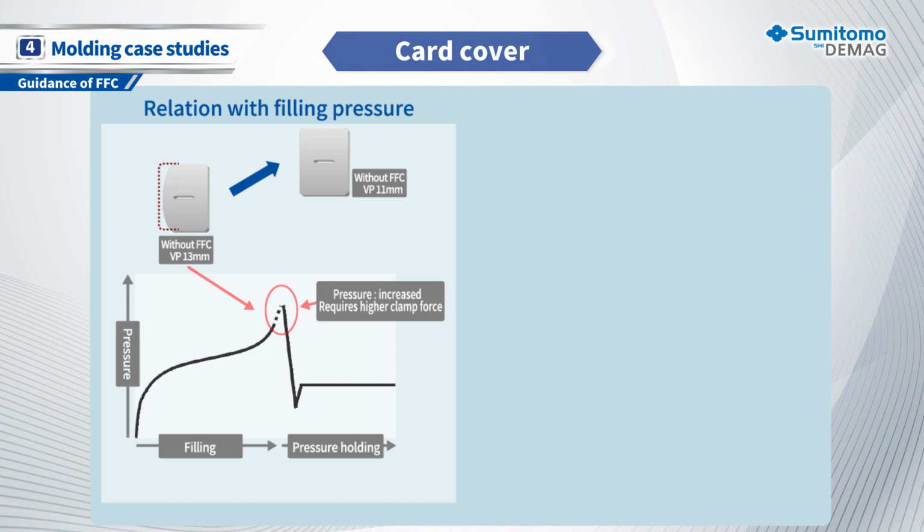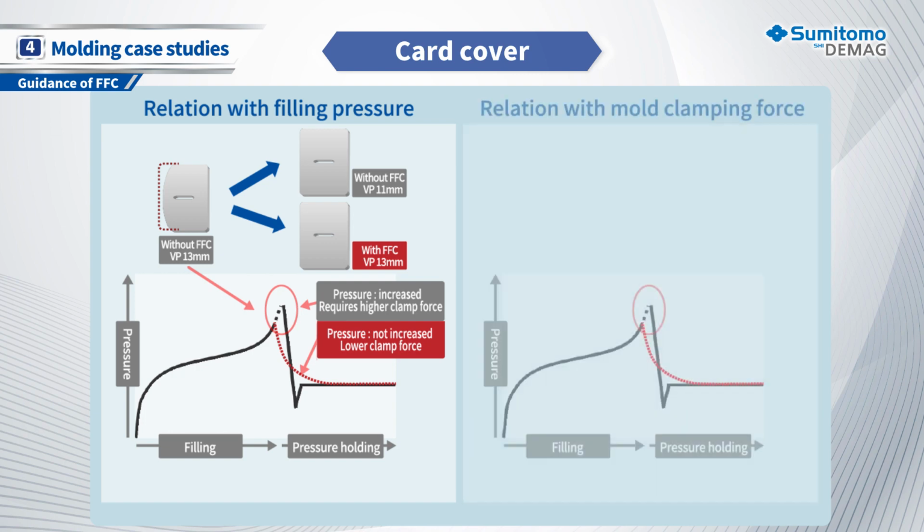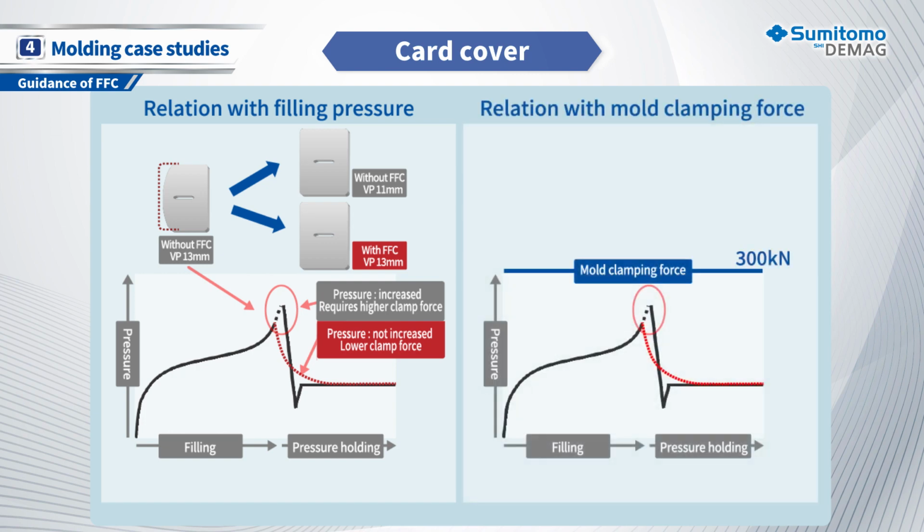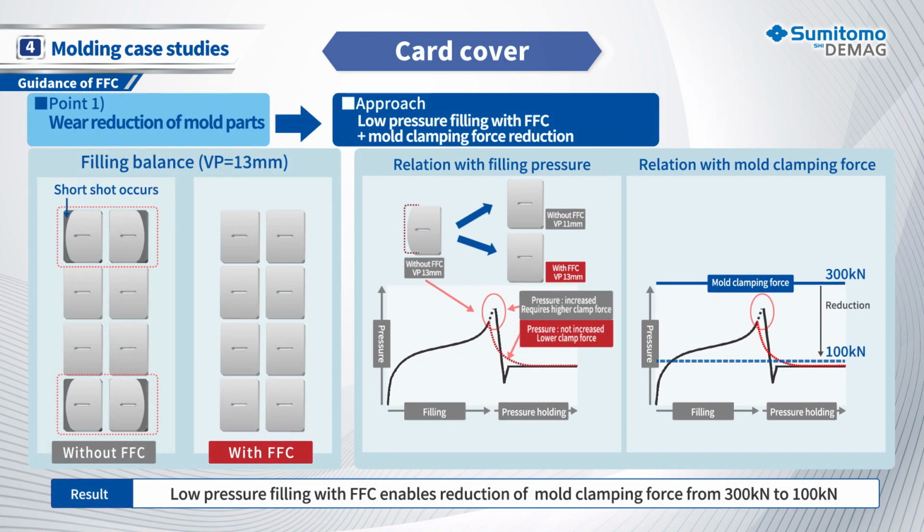However, since FFC allows filling using the viscoelasticity of the resin, it is possible to fill completely without increasing the filling pressure. As a result, it is possible to reduce the mold clamping force, which was set high due to concerns about the occurrence of flashes. In this case, it was possible to reduce the mold clamping force to 100 kilonewtons, which was previously molded with 300 kilonewtons, resulting in less wear on the mold components and extending the mold maintenance cycle.